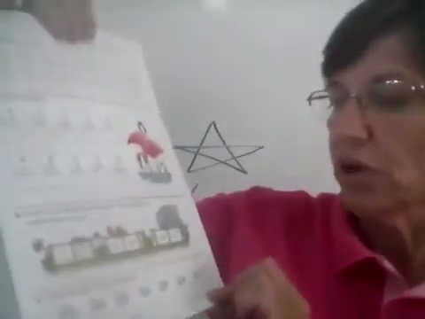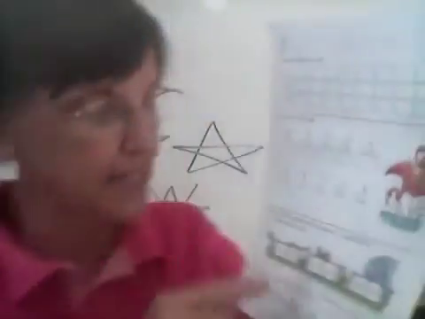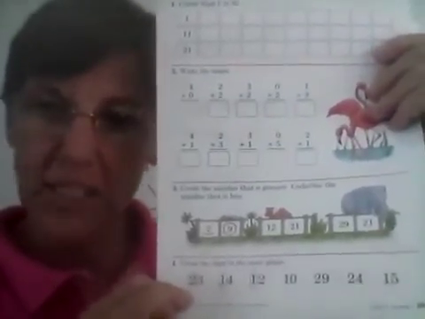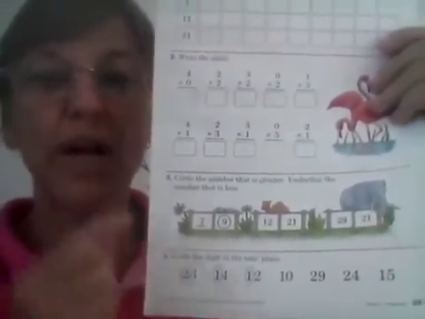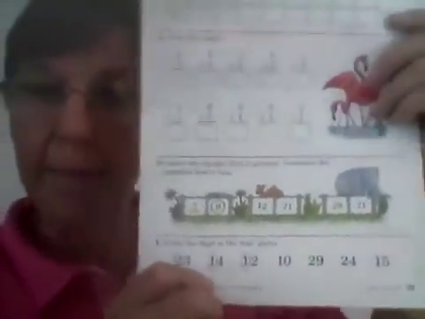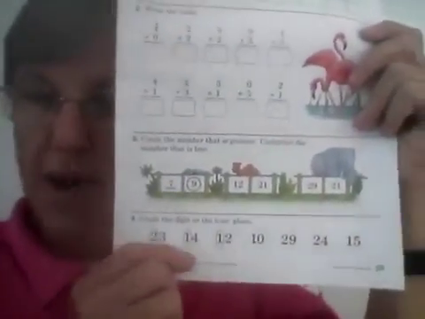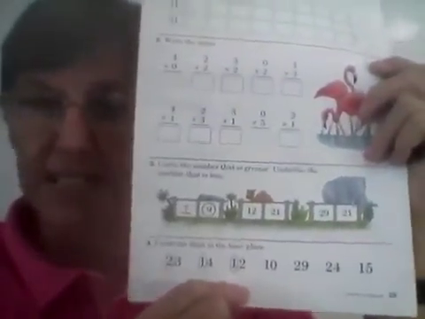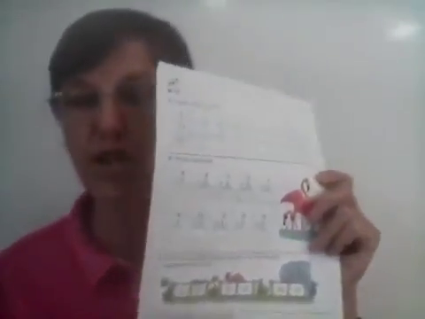Down here, we have numbers, 23, 14, 12. Every number we want, draw a circle around the number that tells how many tens. Here's the number 23. How many tens are there? 2 tens, 3 ones. We circle the 2. Here's the number 14. How many tens are there? 1 ten, right? Okay, here's the number 12. How many tens? So each one of these, we're going to draw a circle around the number that tells you how many tens.